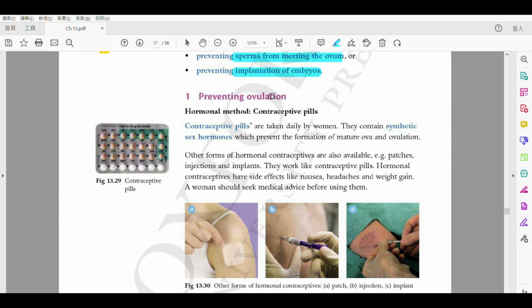第一樣嘢啦 the first one, prevent ovulation. This one is often heard. 經常性聽到嘅 It's called the contraceptive pills. 呢一個係一個 hormonal method. 指到一字 hormonal. Hormonal, that means it is related to hormones. 佢係同你嗰個荷爾蒙啦，同你嘅激素係相關嘅。Okay, so this hormonal method is called the contraceptive pills.